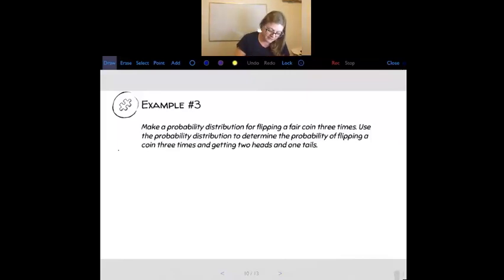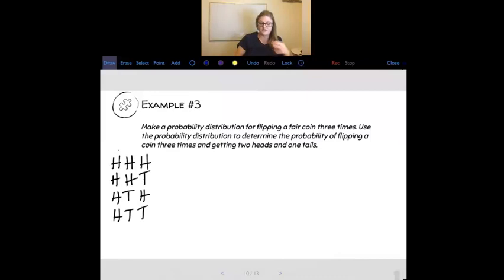So if you're going to list them out, I would start with either heads or tails. So we could have heads, heads, heads; heads, heads, tails; heads, tails, heads; and heads, tails, tails. So make sure you go through all possibilities if you do it this way. You could also do tails, tails, tails; tails, heads, tails; tails, tails, heads; and tails, heads, heads.